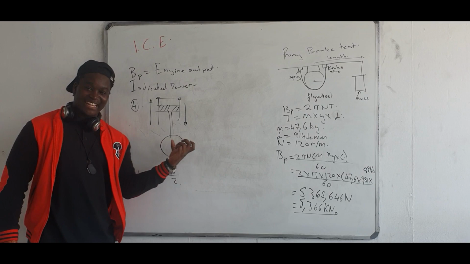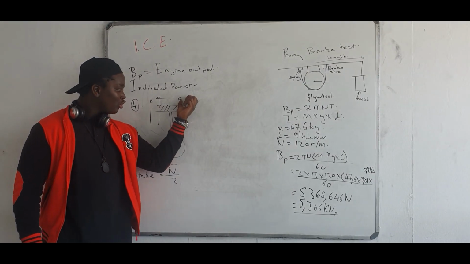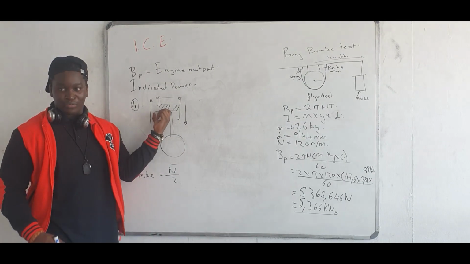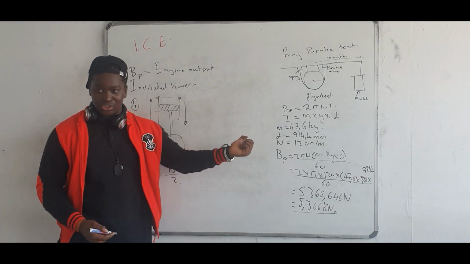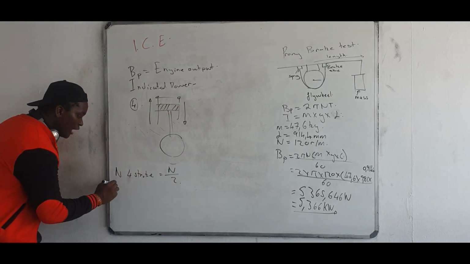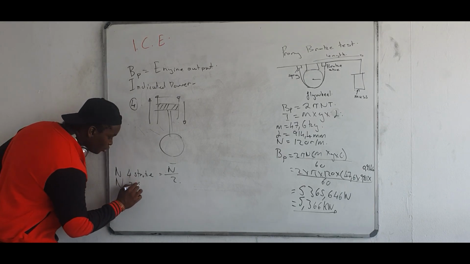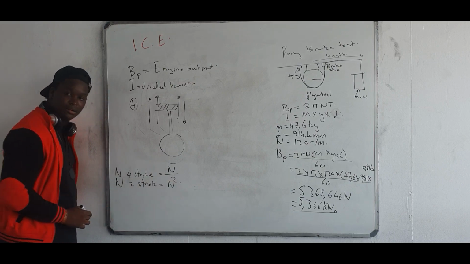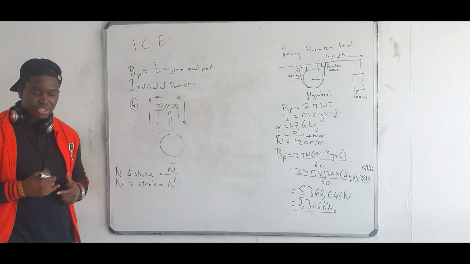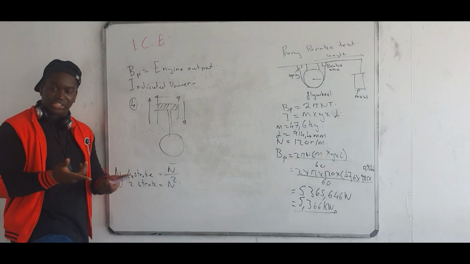Okay, so as you were saying, for going down and going up, we've already produced power once. And you know that going down and going up is 1 revolution. So for a 2-stroke, N is just equal to N, because 1 revolution produces power. So there's no need for you to change anything.